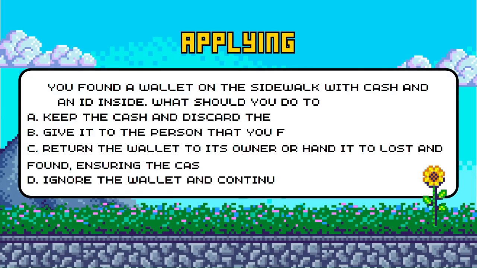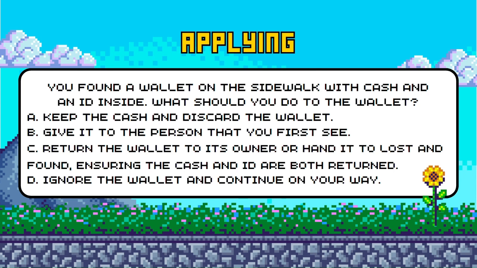Next we have applying. Applying involves using knowledge in a new situation. It's like using your knowledge in real life situations. It requires students to transfer what they have learned to solve real world situations.